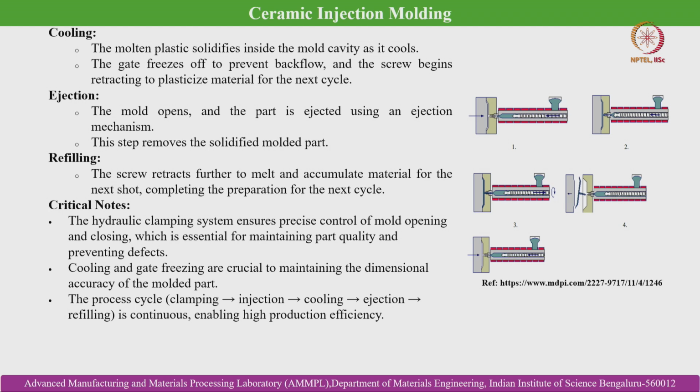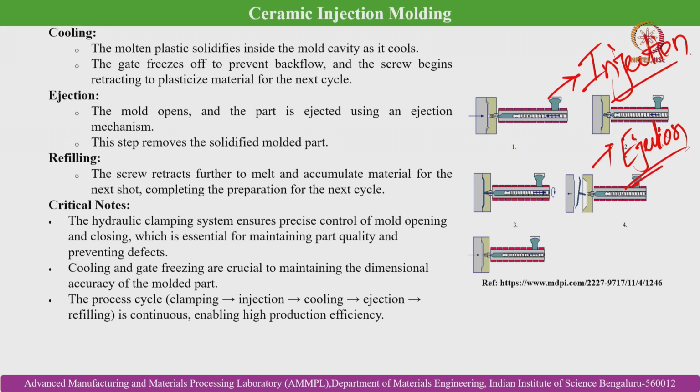So, there are two things which are most important here. There must be an injection mechanism to feed the liquid melt or the polymer-metal or polymer-ceramic mixture, and there has to be an ejection mechanism which is responsible for taking out the green compact post injection. So, these are the two important functions of the injection molding machine, and then critical notes.